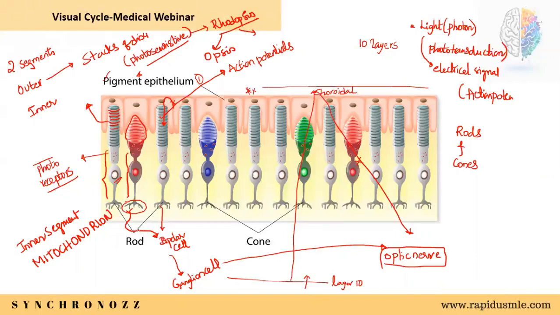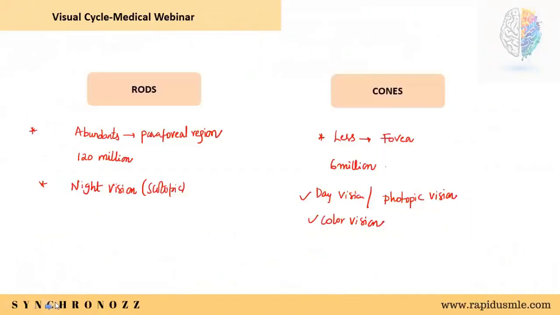Let me briefly revise it. The rods and cones have two segments. The outer segment contains stacks of discs which contain the photosensitive pigment. The inner segment is made up of mitochondria, and the use of this mitochondria is to generate energy for the sodium potassium ATPase pump, which is actively functioning there. So this is a brief introduction to the structure of rods and cones. Now let us try to go into more details.